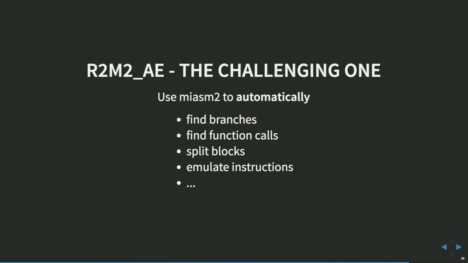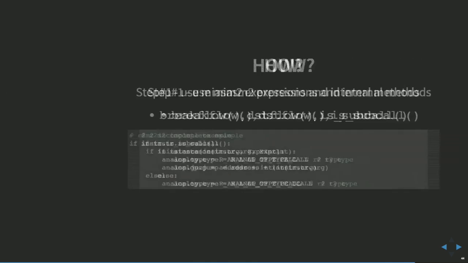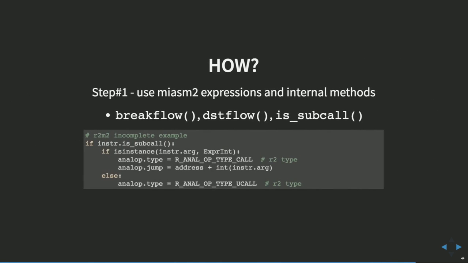I needed MySM to find branches, function calls, blocks, and emulate instructions. Indeed, that's not that difficult. In R2, for all of the instructions like move, jump, call, R2 will assign types. For example, if you have a move, it will say, okay, the type is R2 move, same for jumps and so on. So the first thing I did in R2M2 was to assign R2 types based on some MySM functions.